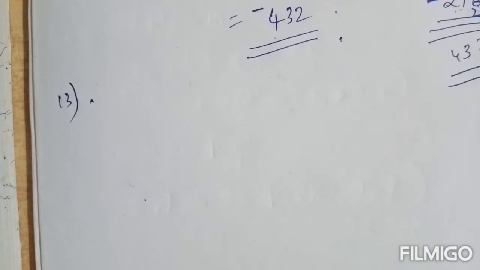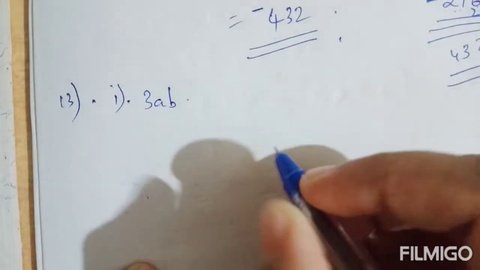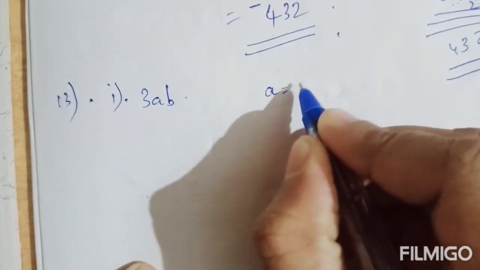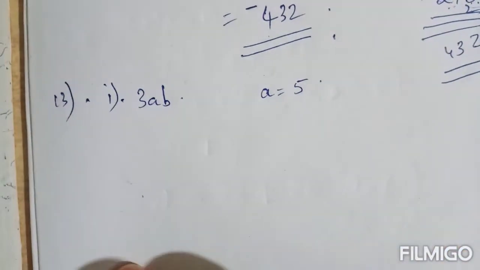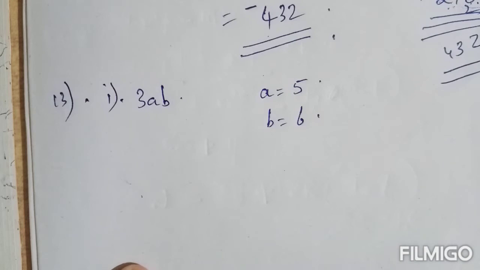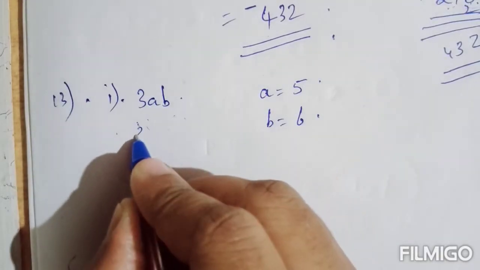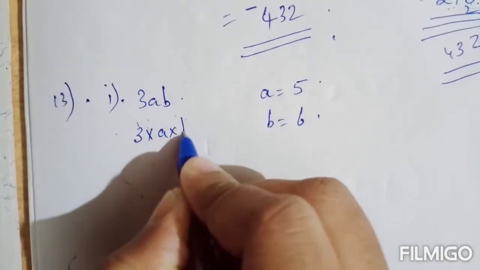If A equal to 5 and B equal to 6, evaluate. In that first one, 3AB. So value of A is given, A equal to 5, and B is given 6, B equal to 6. You have to find 3AB. What is the value of 3AB? So just substitute the value for A and B. 3AB means 3 into A into B.